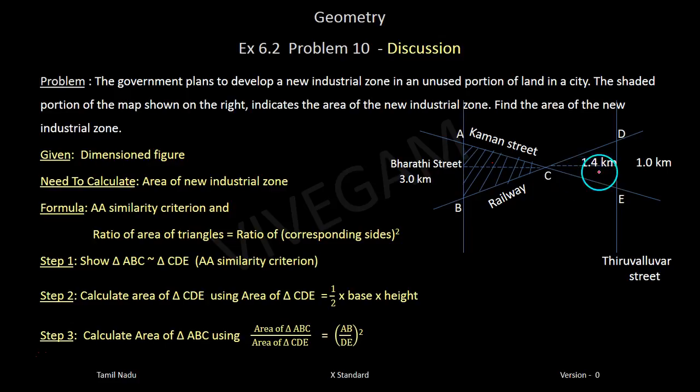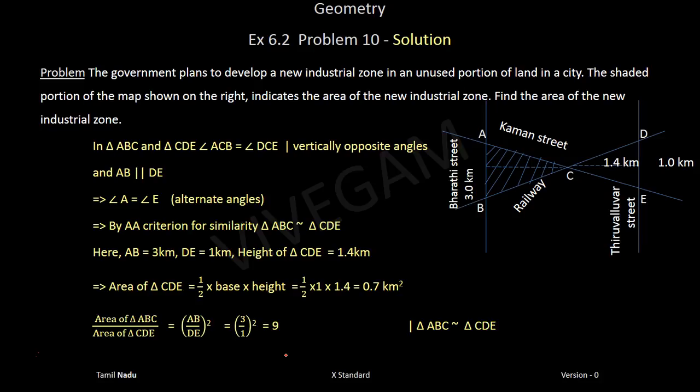Right? This we know, 3, this we know, 1 kilometer. So the right side is known, and the area of the triangle CDE is also known, which can be calculated as half into base into height, which was done in step 2. So only this is unknown, which means we can calculate this value, right?